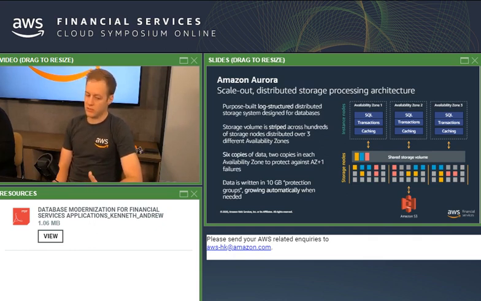So one of the key innovations with Amazon Aurora, like I said, is the scale-out distributed architecture. The first thing we did was we built a purpose-built log-structured distributed storage system designed specifically for this database. The storage volume is striped across hundreds of nodes across 3 availability zones, and then each piece of data is stored 6 times. So that means we can handle the full failure of any given availability zone plus another node and still be able to maintain the same availability and durability characteristics that we promise to our users.